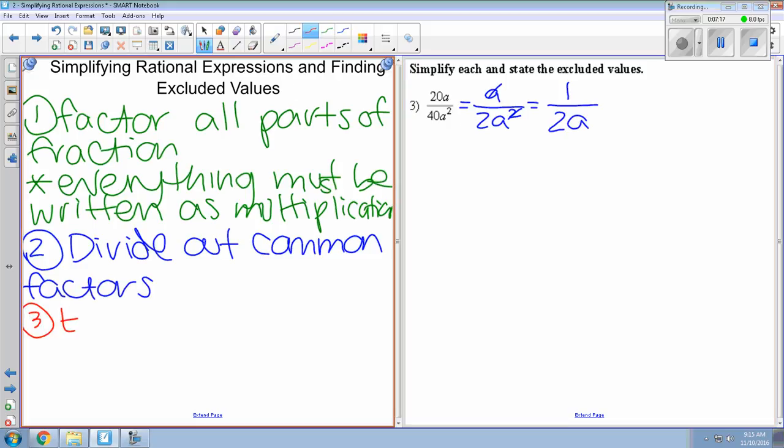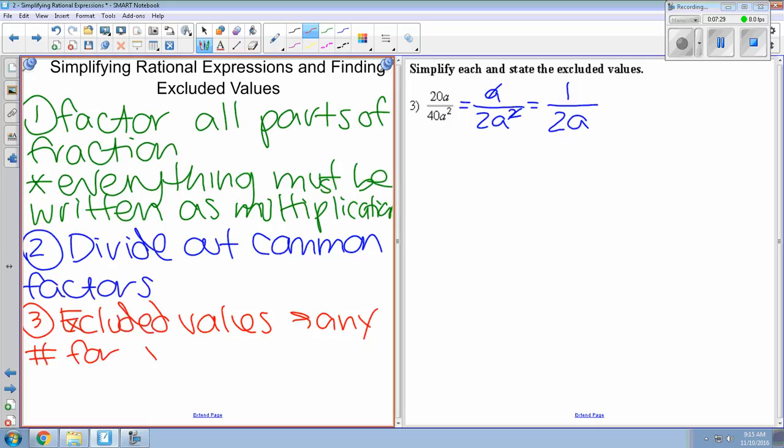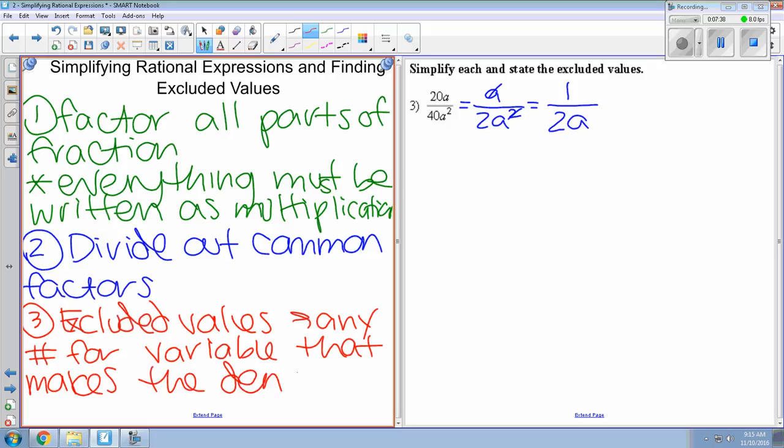Your excluded values are any number for x, for your variable, that makes the denominator equal 0. Okay, you are not allowed to divide by 0 ever, and it still is important here. So we have to figure out what would make my denominator equal 0.